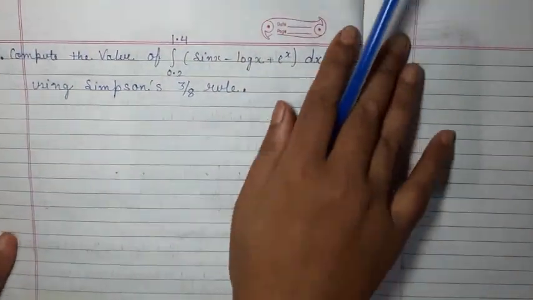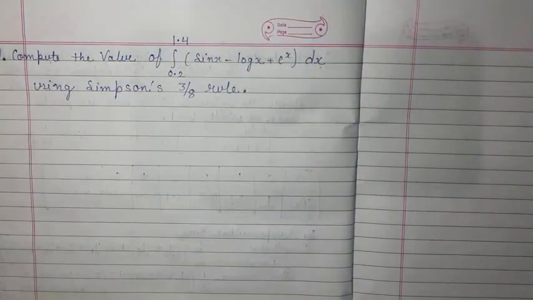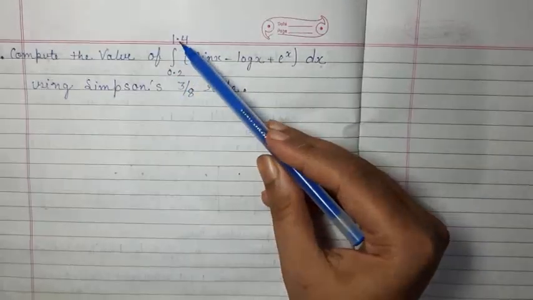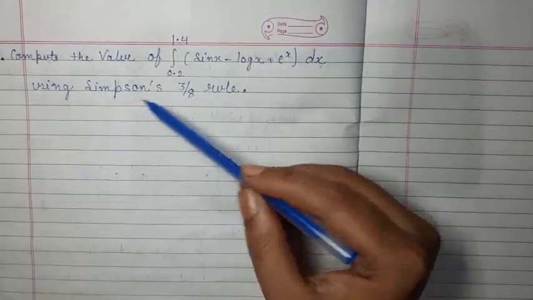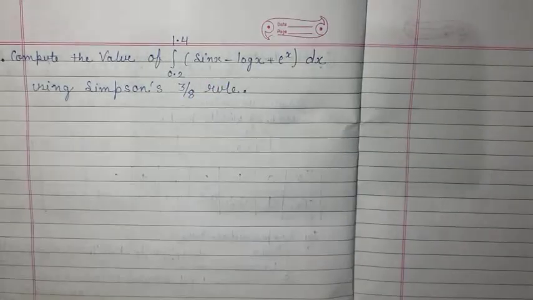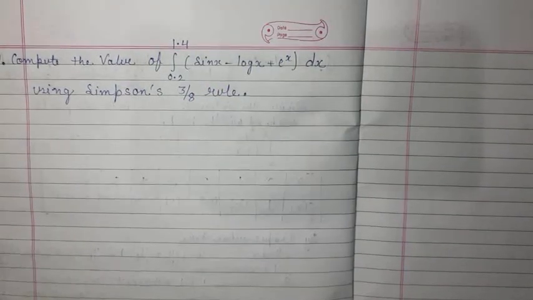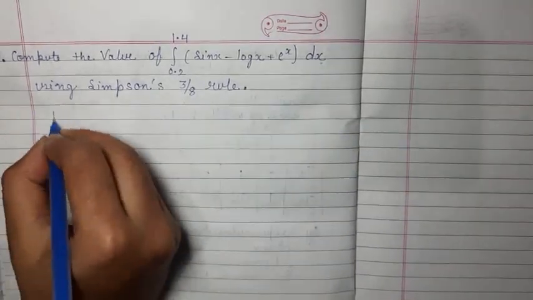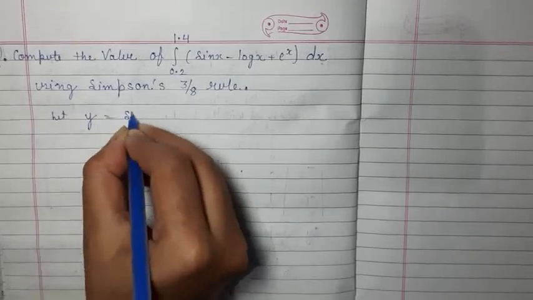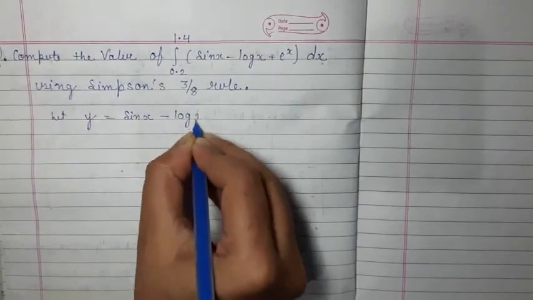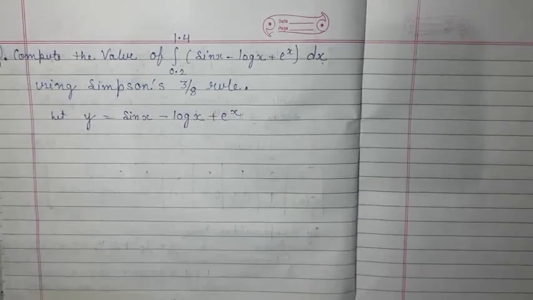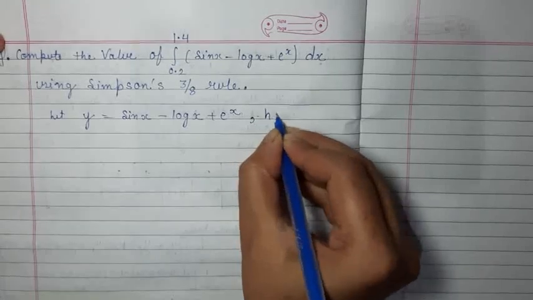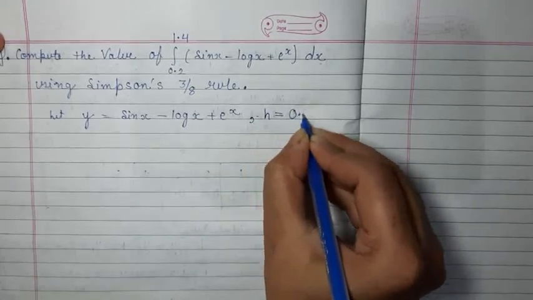Now the next one is this question. I have chosen this question because here the interval is a little bit different. It's 0.2 to 1.4 and you have to use Simpson's 3 by 8 rule. Now students, if you have to use Simpson's 3 by 8 rule, how will we write it? Here let y be equal to sin x minus log x plus e to the power x. This is our function, and we will consider h as 0.2.